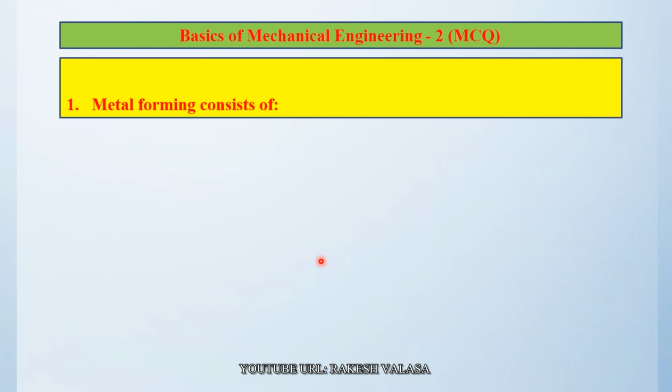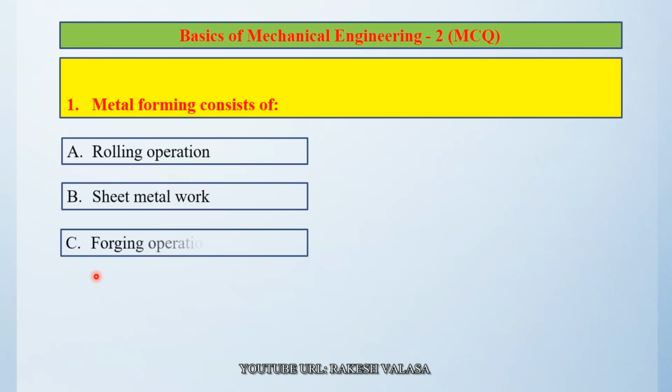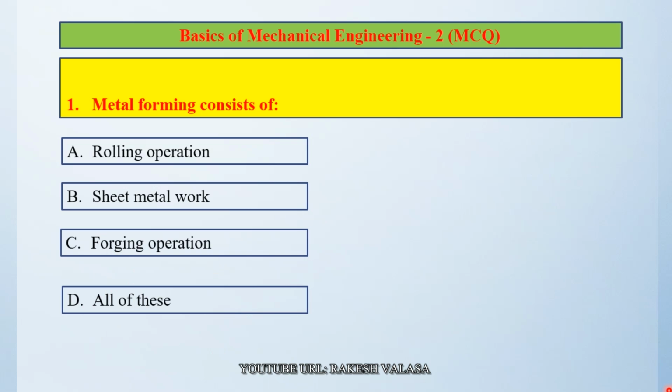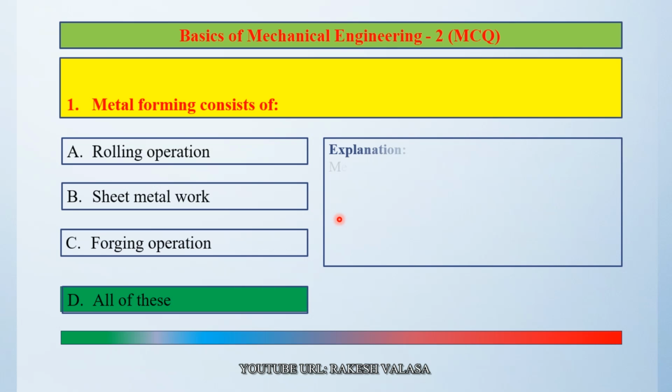Metal forming consists of option A, rolling operation, option B, sheet metal work, option C, forging operation, option D, all of these. The correct answer is all of these. Let us see the solution.